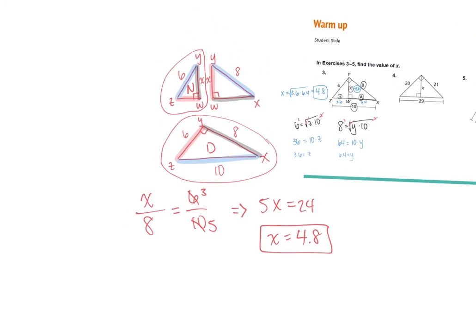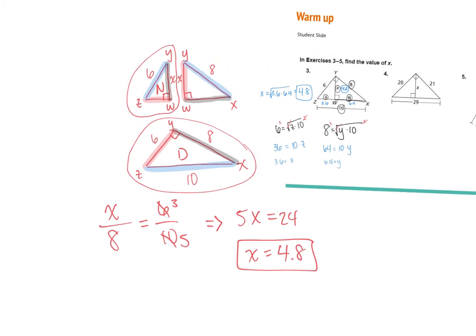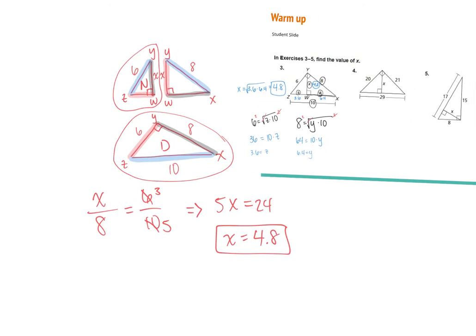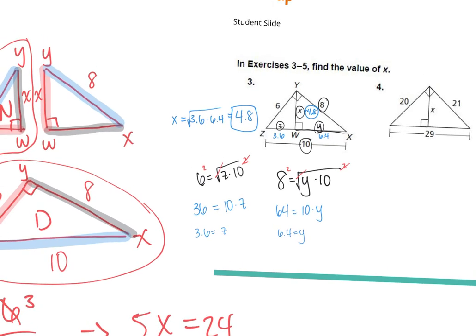Either of those two methods would help you solve 3, 4, or 5. They're all essentially the same problem, just with different numbers. Some people on their quiz set it up with the proportion. Some people did it this way, where they used the geometric mean 3 times to figure out that last final side.